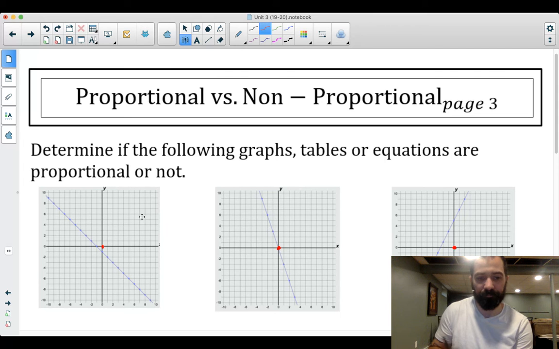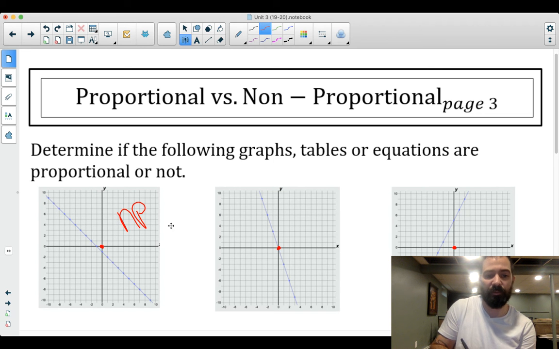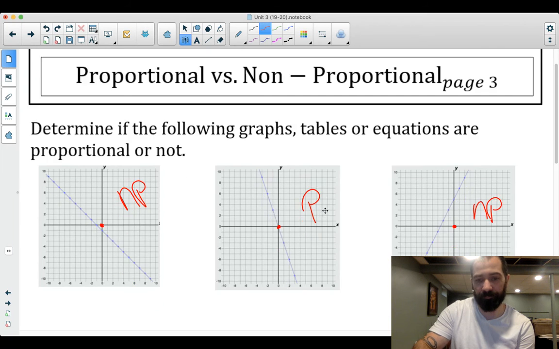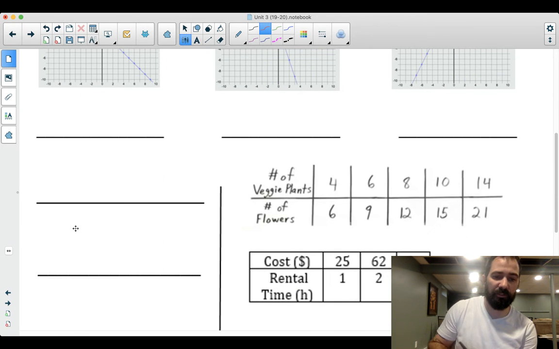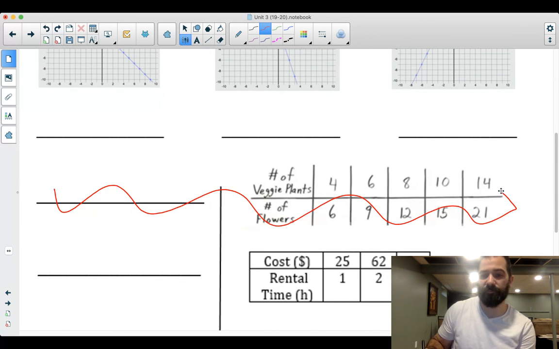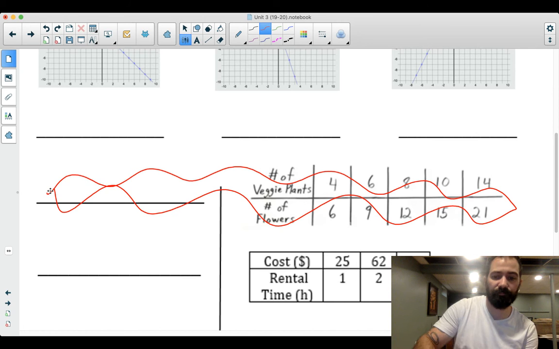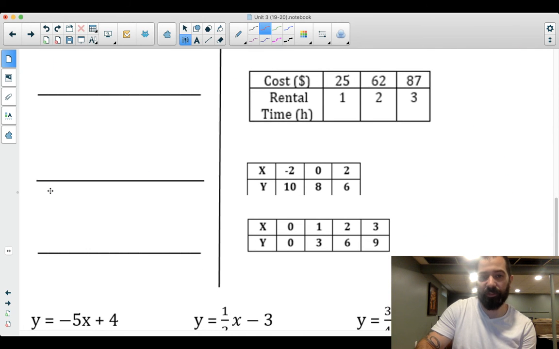Now we need to know, does it go through the point 0, 0? That's right in the center. Does this go through 0, 0? It does not, so that means it's non-proportional. This one does go through 0, 0. It's proportional. This one does not go through 0, 0, so it is non-proportional. Pretty simple, pretty straightforward. We are gonna just skip over this one. We're not gonna do that one. We're gonna jump right down to here.